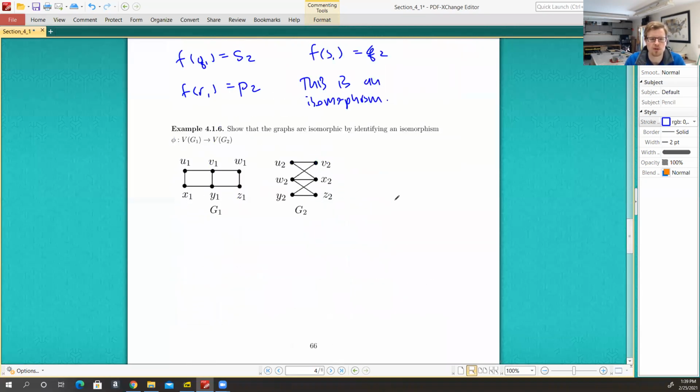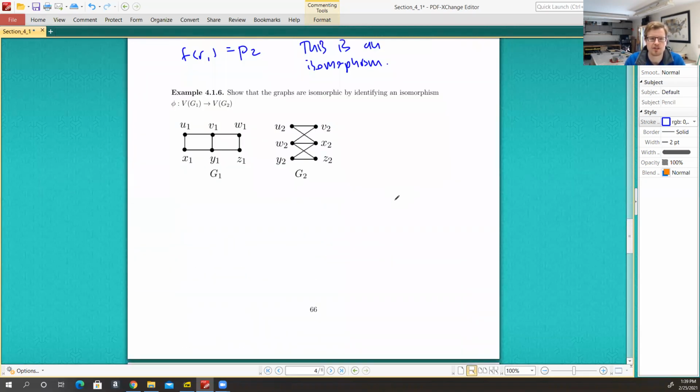All right, so one more example. Let's show that these two graphs are also isomorphic. In this case, we're going to call the isomorphism phi. We're going from the vertex set of G1 to the vertex set of G2. Excellent. So let's take a look at this a moment.